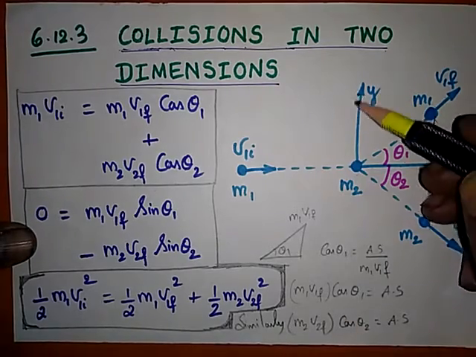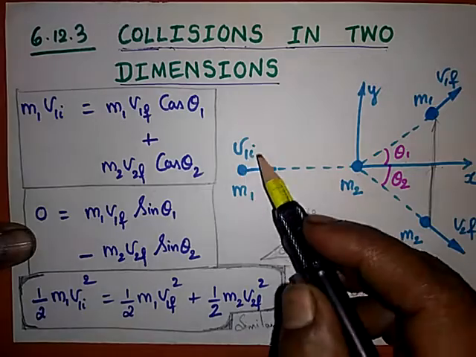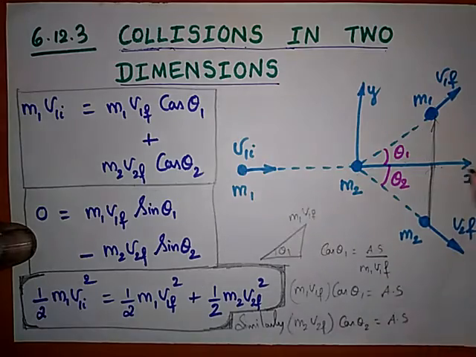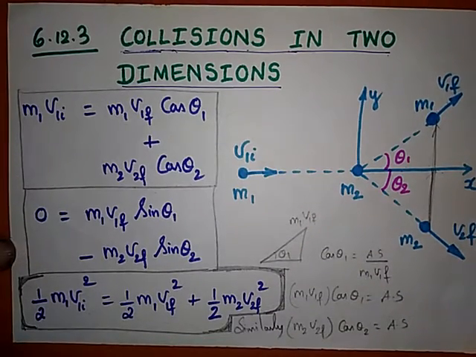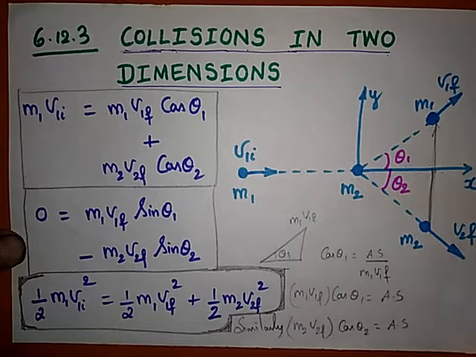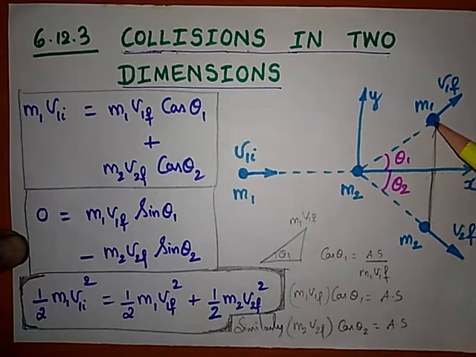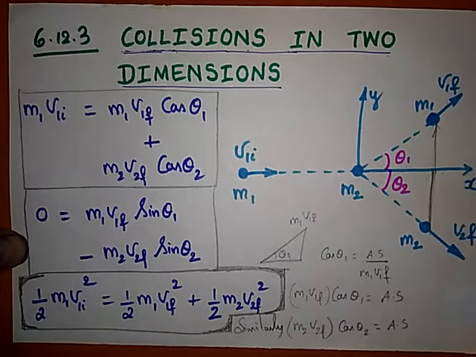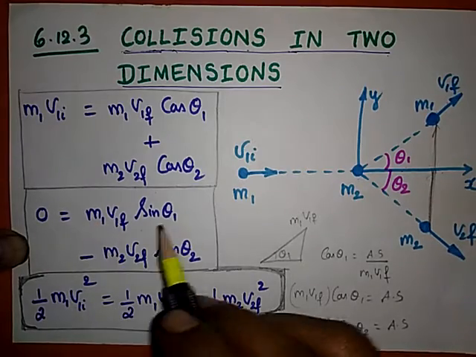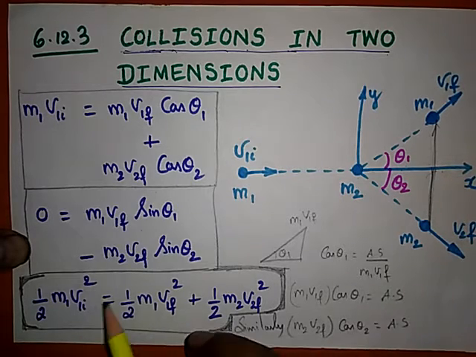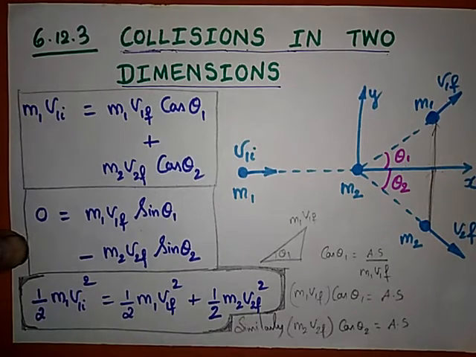If you consider the vertical component initially, it is 0, because object 1 with momentum m1 v1i is along the x direction, so there is no y direction movement. But as far as the resultant of objects m1 and m2 is concerned, it has both horizontal and vertical components. The vertical component is m1 v1f sin theta 1 in this direction, and another component is in this direction, which is minus m2 v2f sin theta 2.